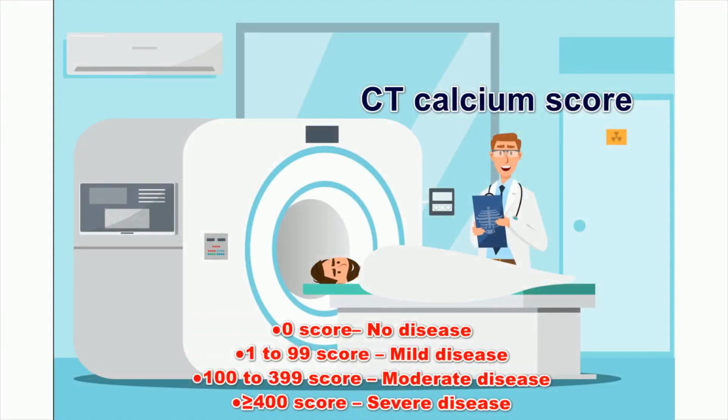We classify coronary calcium score as below. 0 score indicates no disease. 1 to 99 score suggests mild disease. 100 to 399 score is referred to as moderate disease. More than 400 score is a severe disease.